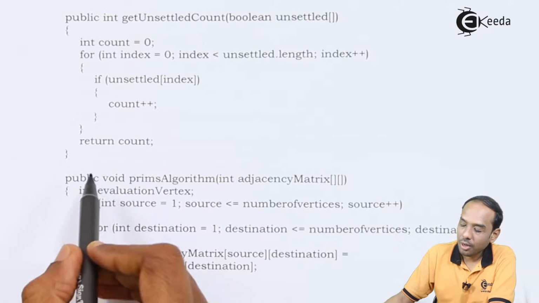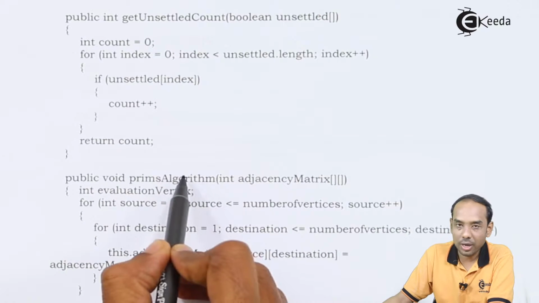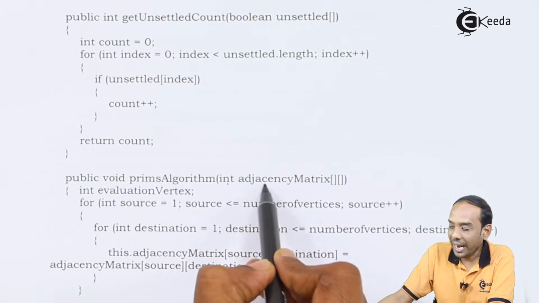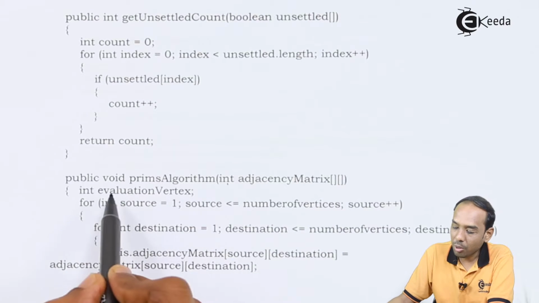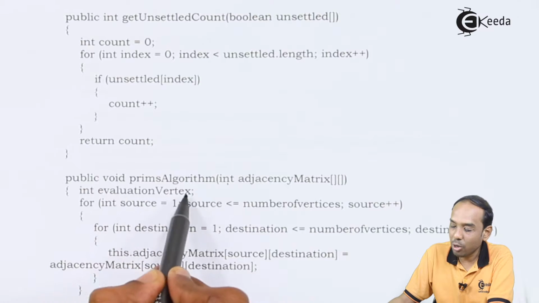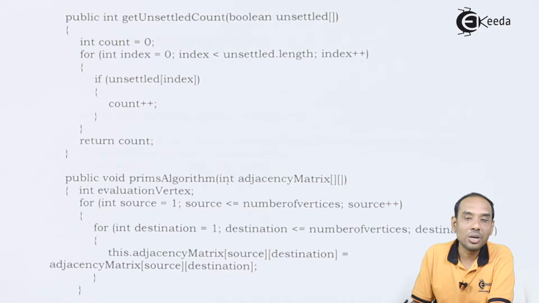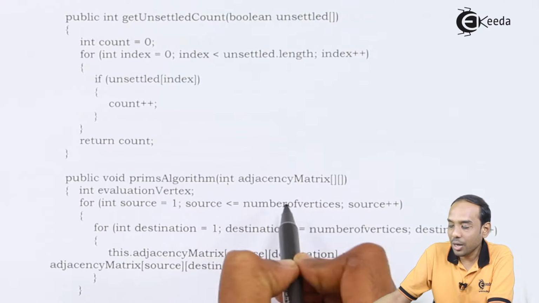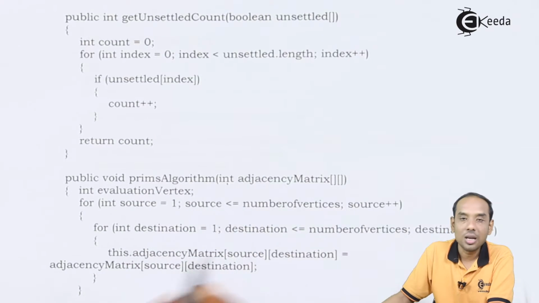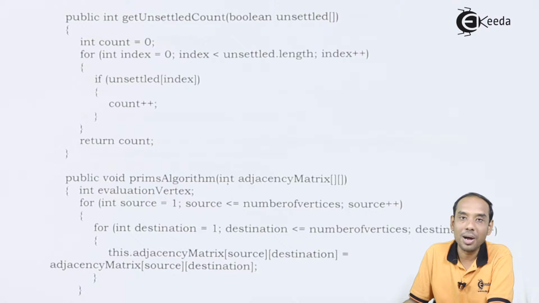We write down the function public void Prim's algorithm with the parameter int adjacency matrix. This is the array. Then we write down another set of variable called evaluation vertex. Once this is taken, we will start with the source. Now in our case, we are going to start with the source as 1. So we write for int source equal to 1, source less than equal to number of vertices. This number of vertices is defined by the user.